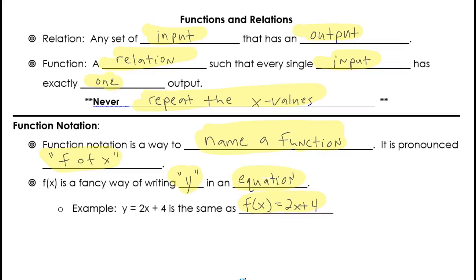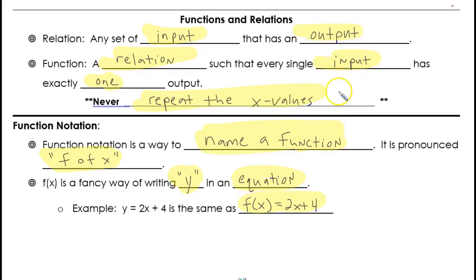So let's review what a function is, and this is something that hopefully you already know. A relation is any set of inputs that has an output. So relations can be any set of inputs that have any set of outputs. So I could say an input of 2 and 3 have an output of 4, and both of those go to 4, and that's fine. It's a relation. But a function is a special type of relation. A function is a relation such that every single input has exactly one output. Every x value is only tied to one y value.